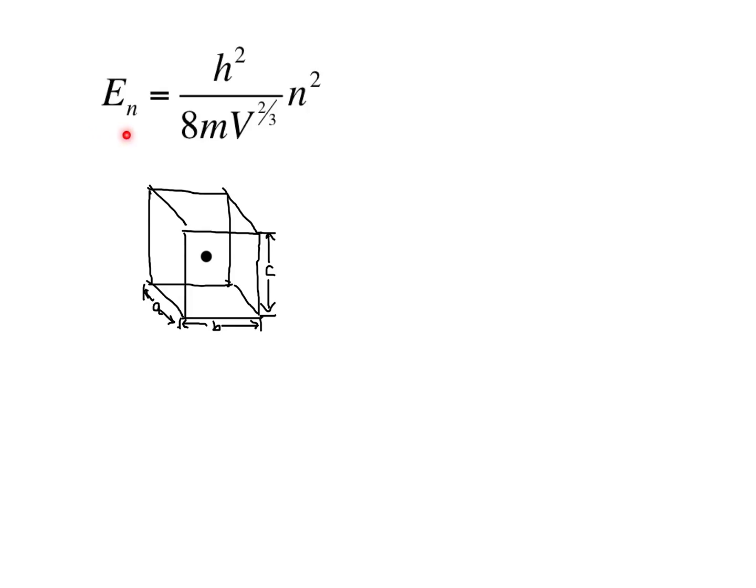Recall that the energy associated with a particle in a box is quantized with the quantum number n and depends inversely on the size of the box. In this case, because we have a three-dimensional box, we'll be needing the volume rather than the length of the box. Because we have three dimensions, the quantum number n is actually made up of three different quantum numbers, one for each direction. So n squared is the quantum number in the x direction squared plus the quantum number in the y direction squared plus the quantum number in the z direction squared.